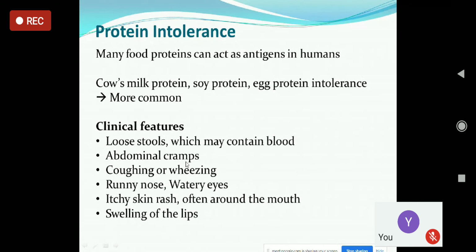But lactose intolerance is not an allergic condition, whereas protein intolerance is an allergic condition. That is why you see the responses such as coughing, runny nose, watery eyes. Allergic features are seen in case of protein intolerance, which are not seen in case of lactose intolerance.